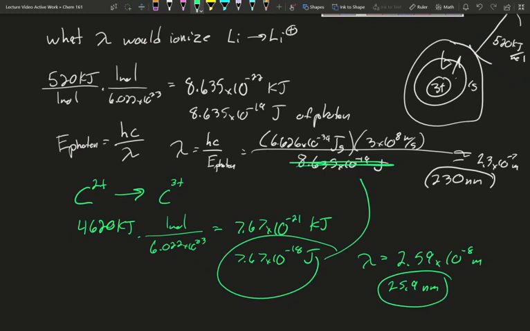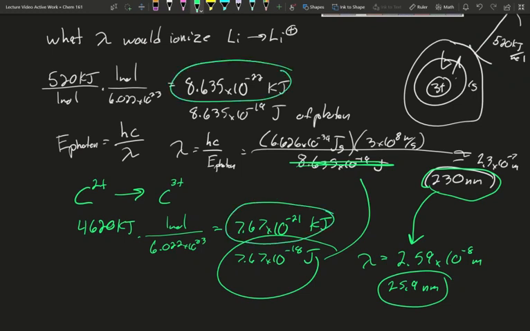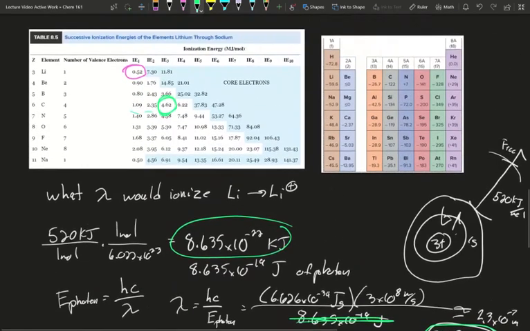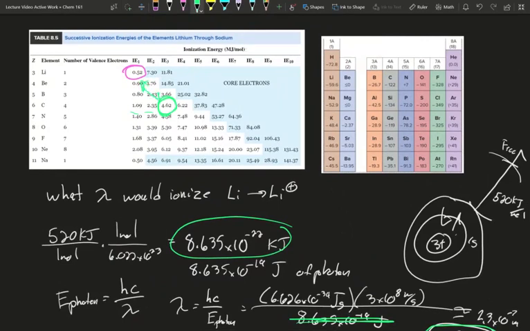If we think about the values for a second, between lithium going to lithium plus and carbon 2+ going to carbon 3+, we're about 1/10 the wavelength, which means we should be about 10 times the energy. If we look at our values, 8.6 times 10 to the minus 22, near enough 8 times 10 to the minus 21, we're about 10 times more energy. And if we look at our values just in the table, 0.5 versus 4.6, pretty close to 10 times more. And so it seems to be holding up roughly with our calculations.